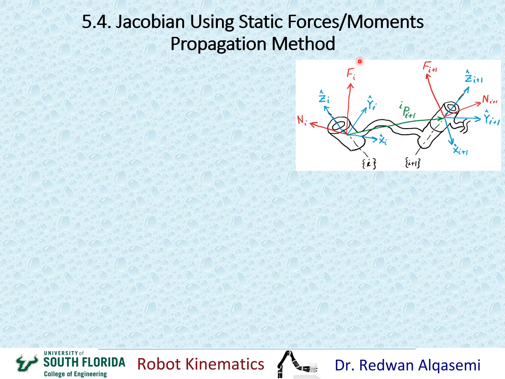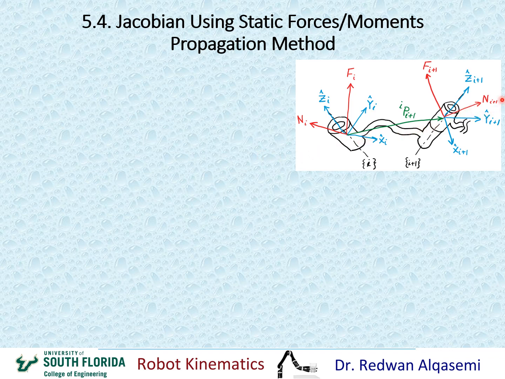Now we have added here vectors that represent the forces and moments. So Fi is a 3×1 vector that includes forces in x, y, z, and these forces are basically the forces exerted on frame I due to frame I minus 1, the previous frame. And then the moments are the same way. It's a 3×1 vector that represents moments in x, y, and z, and these are the moments exerted on frame I from the motions in frame I minus 1.